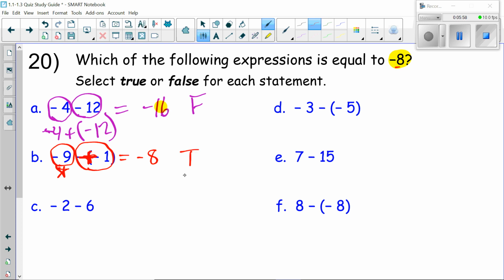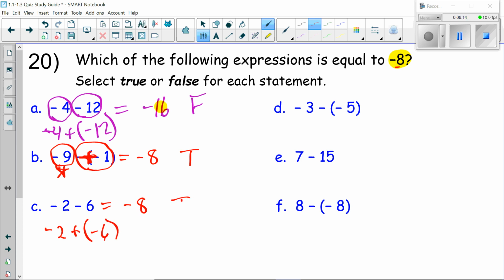Okay, -2 minus 6. We have same signs add. We'll keep those negatives. The answer is -8. If you do keep, change, -2 plus parentheses -6 equals -8. So this answer is a true.